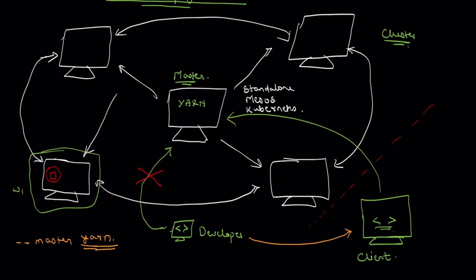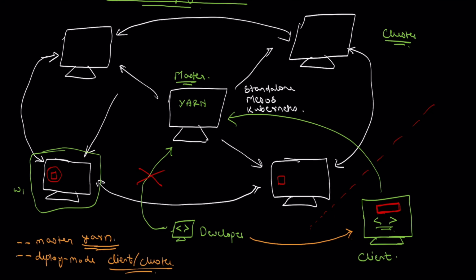We have chosen yarn, and then we have to choose the deploy mode. And we can have deploy mode as client or cluster. Let's understand the difference between client and cluster. When we do deploy mode as client, our driver would be created on the client itself. So the driver would be on the client, but the executors, which I have drawn in red, would be created on the worker nodes.